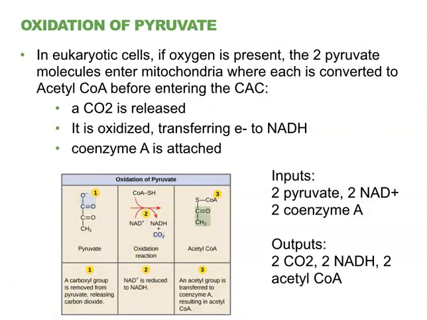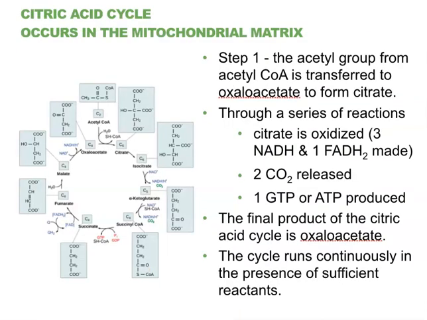So what are those? Okay, well, look, it's another cycle, and you're going to notice that what's going to happen is the acetyl group comes in, acetyl-CoA. We're now going to go through a series of, again, metabolic enzyme-driven reactions in which citrate is oxidized, so you end up with 3 NADH plus H pluses and 1 FADH2 molecule released, as well as 2 carbon dioxides released, and 1 GTP or ATP is produced.